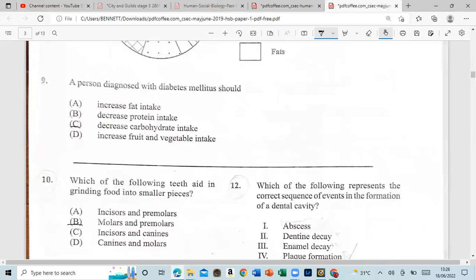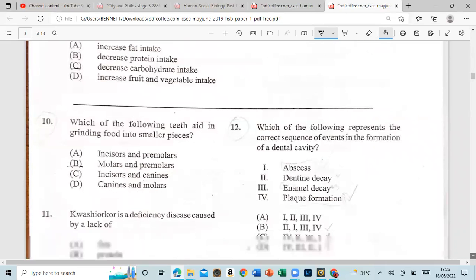Number 12, which of the following represents the correct sequence of events in the formation of a dental cavity? 1. Abscess. 2. Dental decay. 3. Enamel decay. 4. Plaque formation. So I'm going to go with the plaque first. Let's see if that is out here. Which one next? Enamel decay. So this is 1, 2, and then 3 dentine decay and 4 abscess. So let's see, that is D.